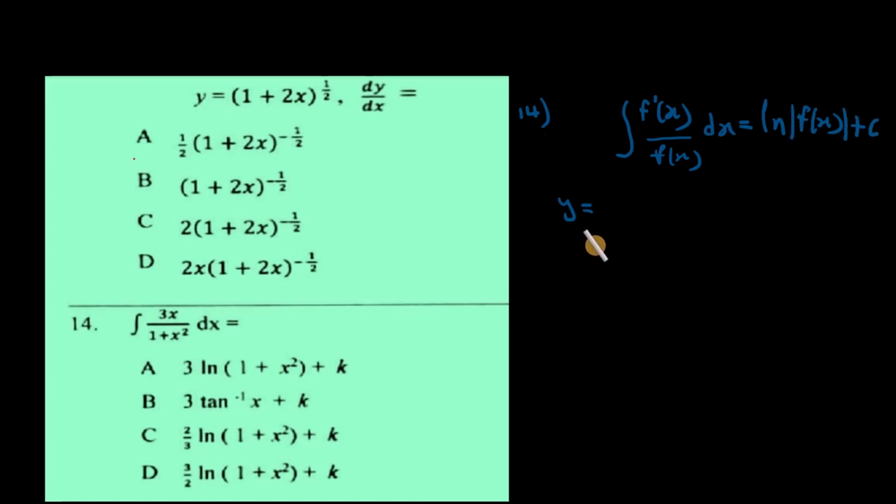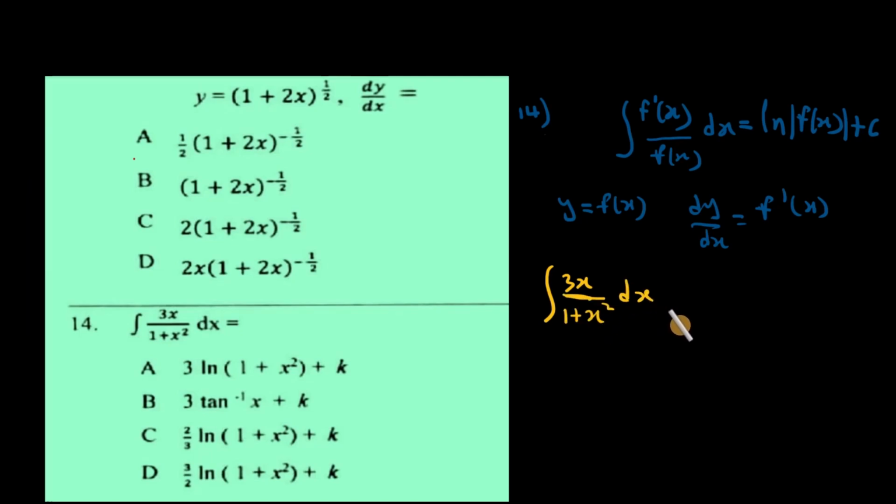You know, if y is equal to f of x, then dy/dx can also be denoted as f prime of x. Now the integral of 3x all over 1 plus x squared dx is equal to 3 into x all over 1 plus x squared. The constant can be sent out like this. If we differentiate the denominator here, we are going to have 2x. So for us to apply the ln formula, we need to have 2x in the numerator.